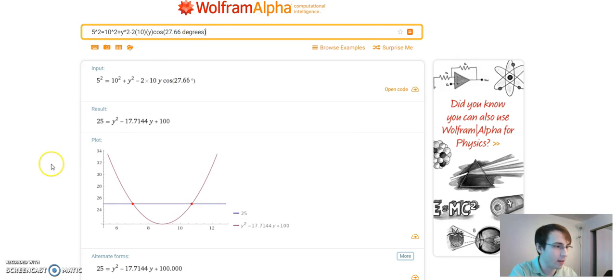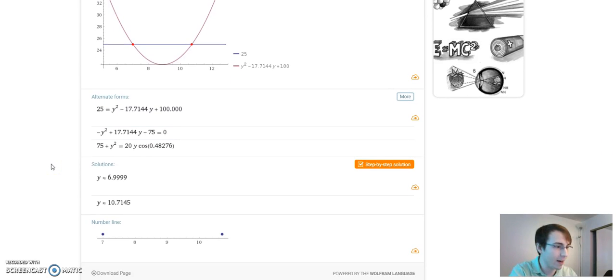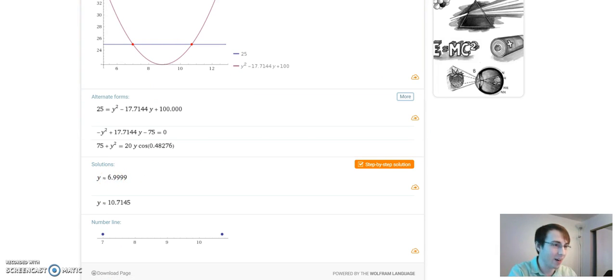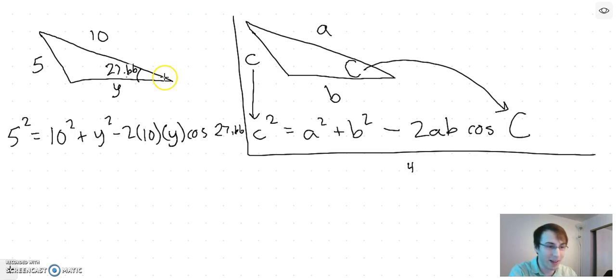And the solutions, there we go. There's our solution for y. It's approximately, so what they really mean is y is 7 here. And that matches up because that's what we had at first. So that's how you would find a side of a non-right triangle. So when in doubt, always use the law of cosines.